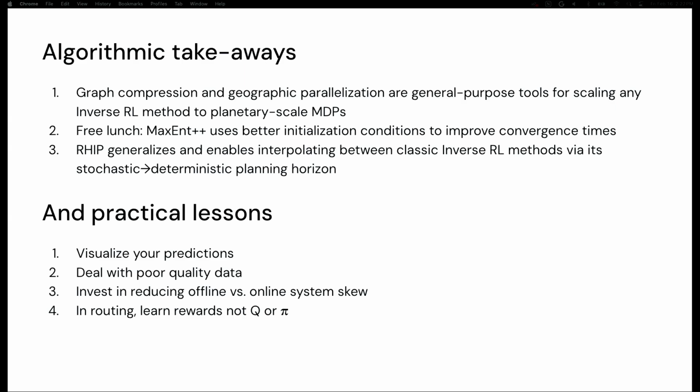And after years of working on this problem, we had some very practical and simple lessons that stood out to us as being important when you're trying to apply these in the real world: visualize your predictions, deal with poor quality data, pay attention to offline versus online skew, and then learn rewards and not Q functions or policies. At least in the routing context, I don't think that this lesson applies to all problems, but in routing, I think it is a good lesson to take home.